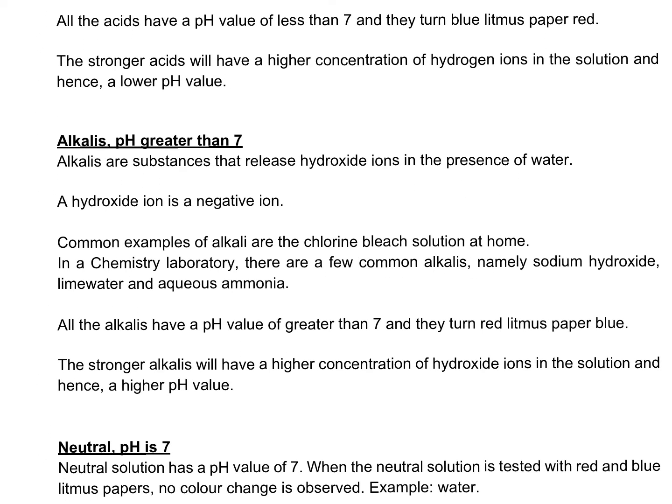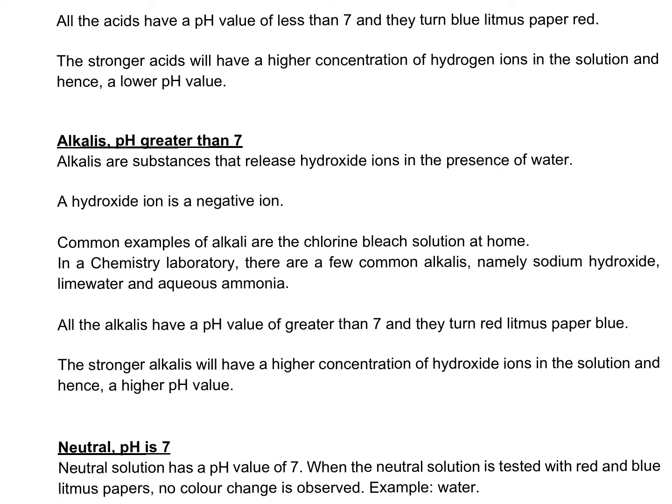Next, alkalis. Alkalis have pH greater than 7. Alkalis are substances that release hydroxide ions in the presence of water. Now, hydroxide ion is a negative ion. So, some examples of alkali are your chlorine bleach solution that can be found at home. In a chemistry lab, you will see sodium hydroxide.